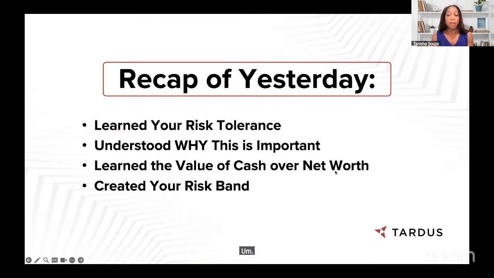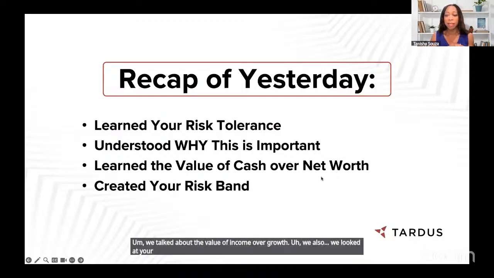We talked about the value of income over growth. We looked at your wristband, and the decision process information you completed is going to help you build your investment criteria today. Okay, so that's what we're going to do.